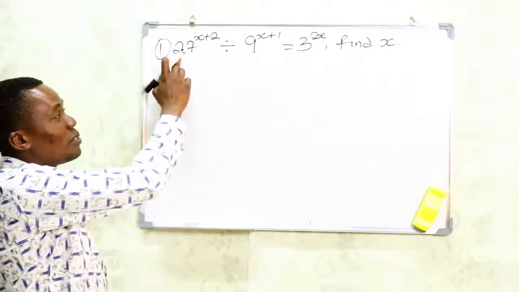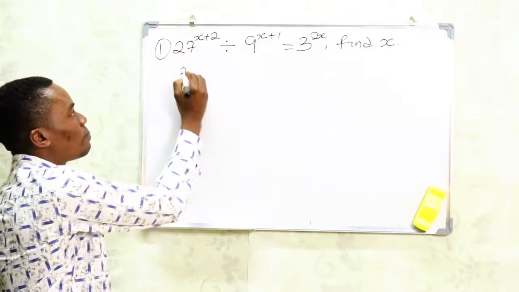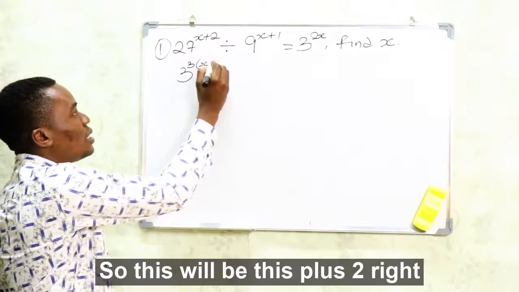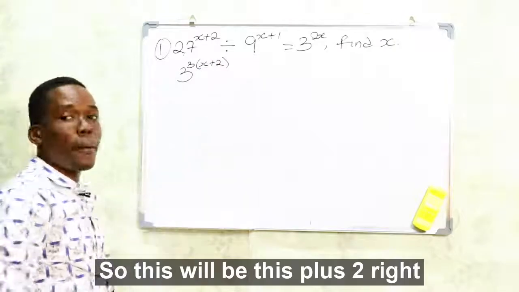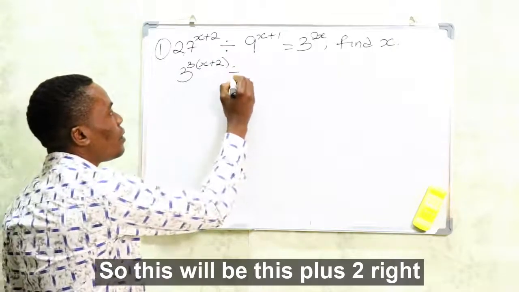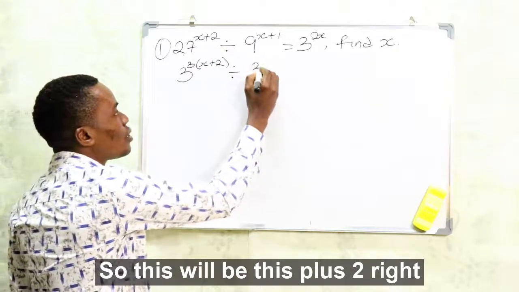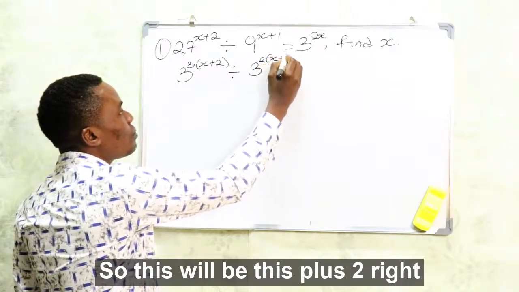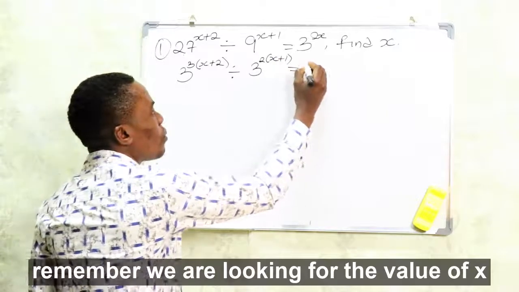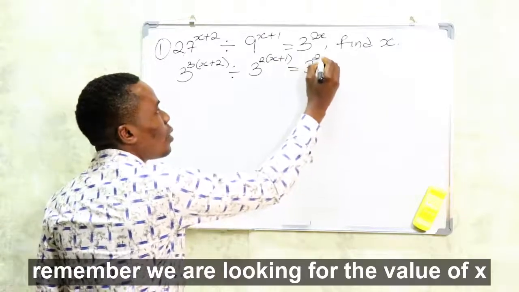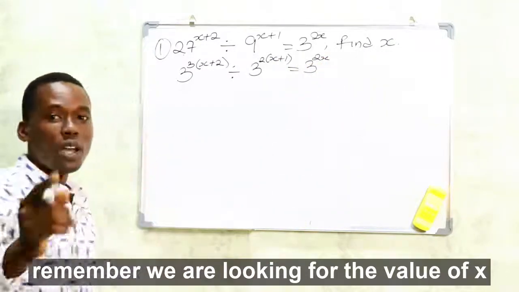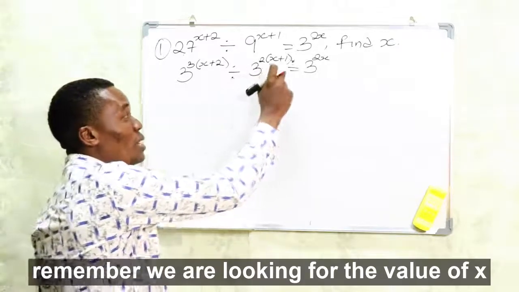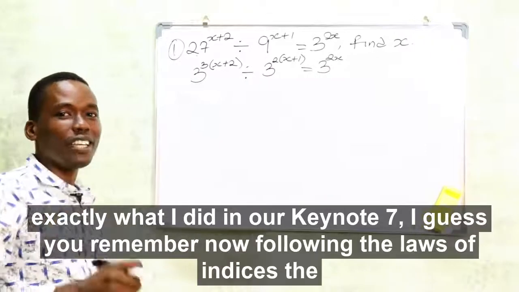Now, 3 raised to power 3 definitely will give us 27. So this will be this plus 2, right? Good. Now we want to look at divided by 3 raised to power 2 will give us same 9. That will be multiplied by this plus 1, right? And that will be equal to 3 raised to power 2x. Remember, we are looking for the value of x.